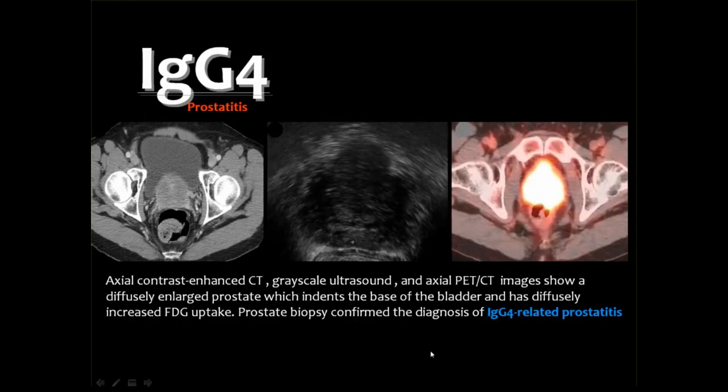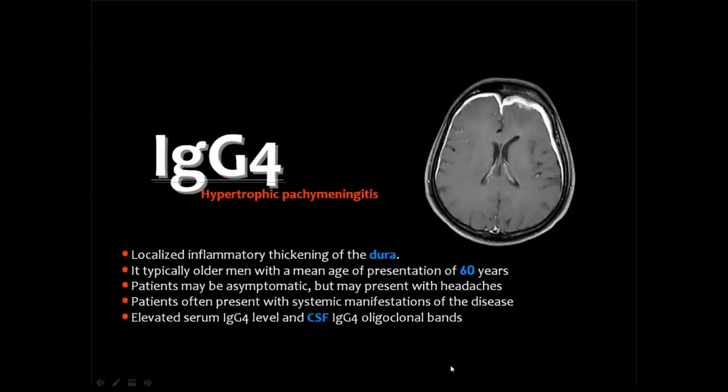Another example, which has been proved by biopsy: the prostate is enlarged, indenting the bladder based on CT. It shows the characteristic hypoechoic texture with significant metabolic activity. All IgG4 related diseases are metabolically active.